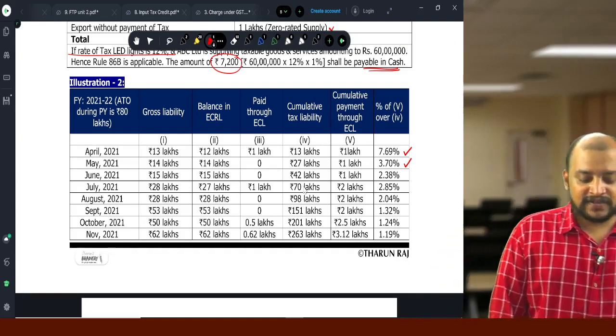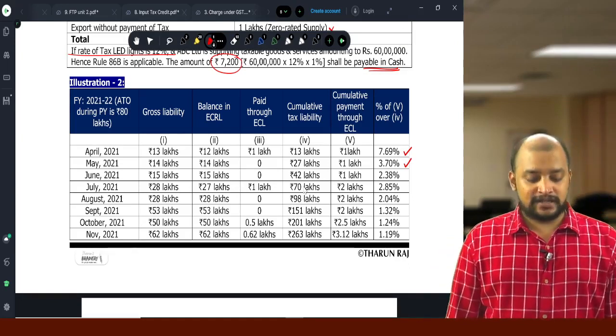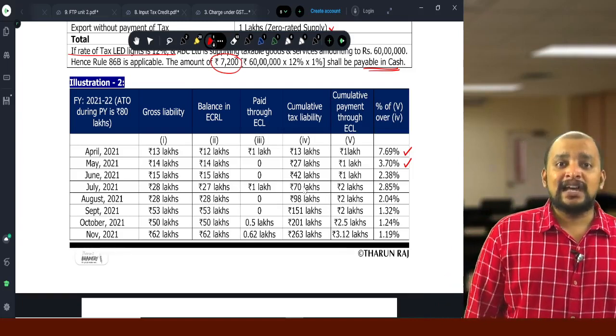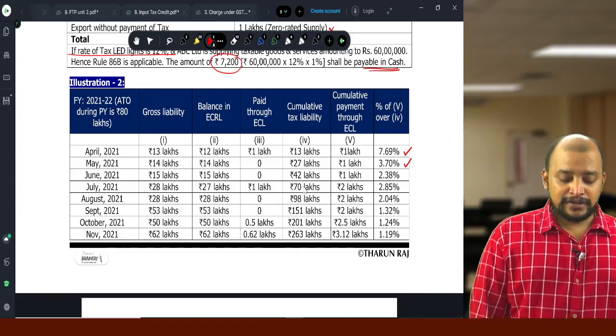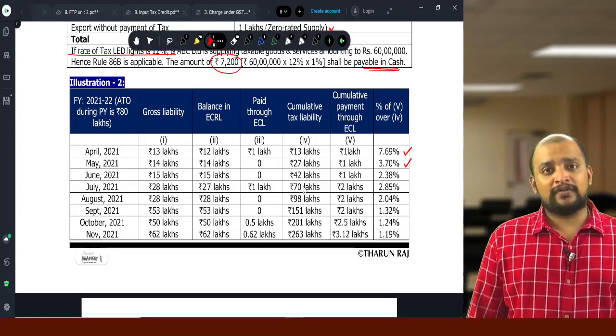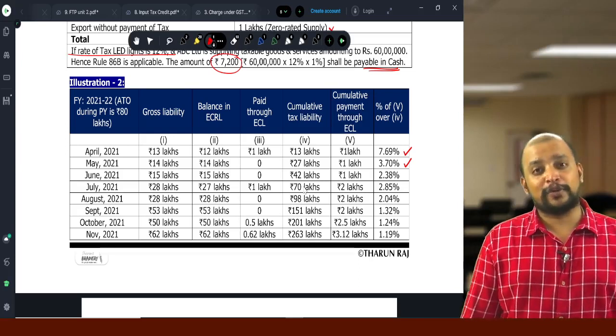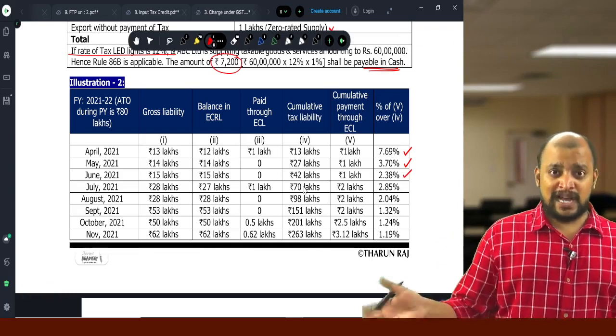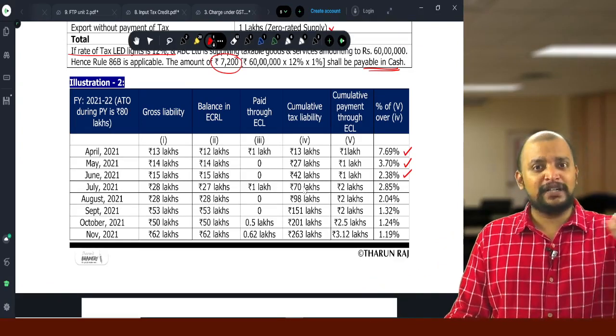Then 15 lakhs for June, and we have enough balance in the credit ledger, 15 lakhs. Now suppose you use it entirely, are you still achieving 1%? So let's see. 13 plus 14 plus 15, 42 lakhs. So far 1 lakh only, 1 divided by 42, 2.38. Yes, so you don't have to pay anything through cash ledger because we achieved cumulatively 1%.